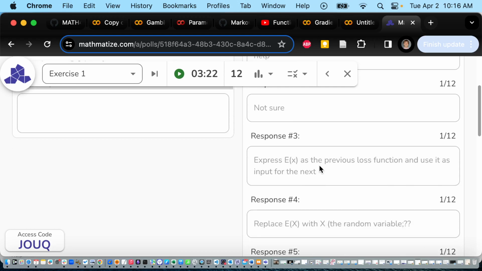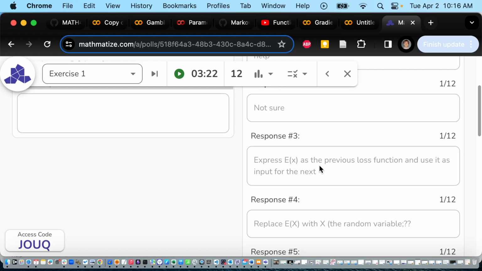Express expected value of x as the previous loss function and use it as the input for the next. This is a little bit confusing the way it's worded, but I think this is the right idea, which is that you want to actually not just have one single loss function. You want to take the idea of gradient descent, which is improving little by little, and incorporate that in the idea of having many different things.